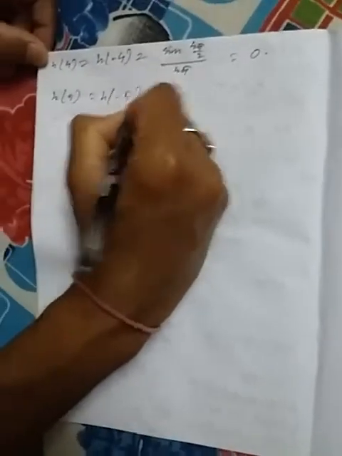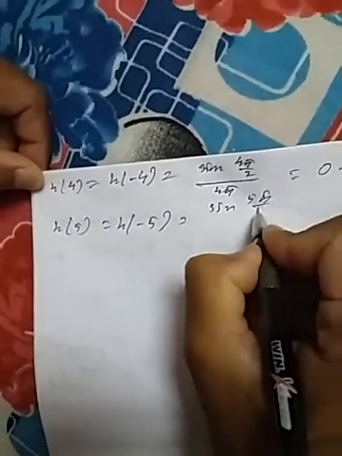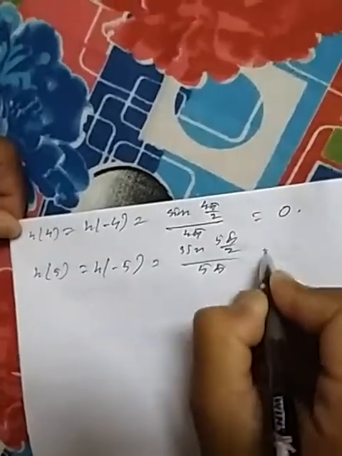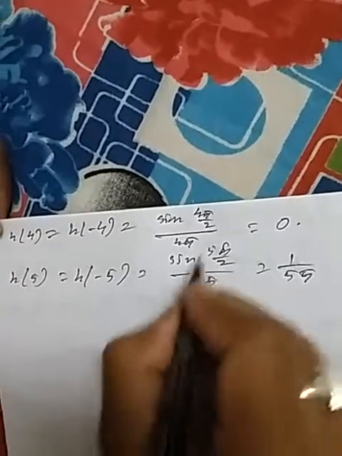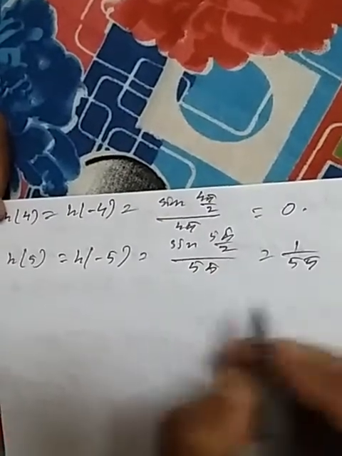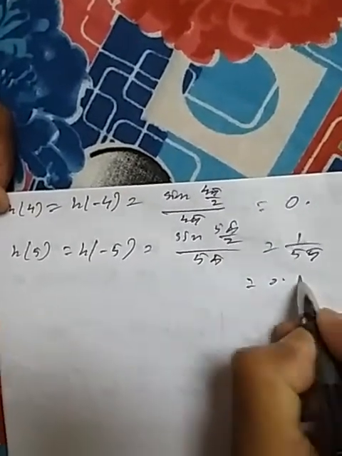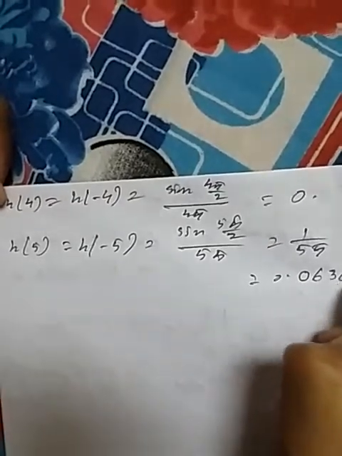Sine 5. h5 equal to h of minus 5 equal to sine 5 pi by 2 by 5 pi. So here it is 1 by 5 pi, because sine 5 pi by 2 equal to 1. Okay, so the value is 0.06366.